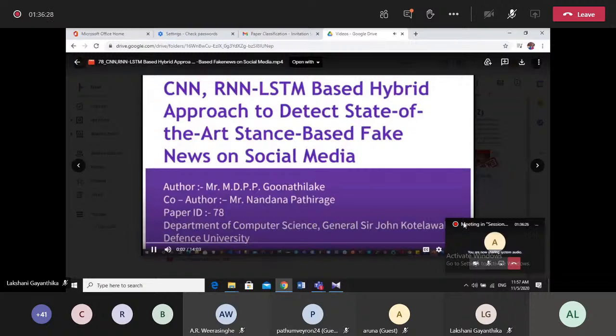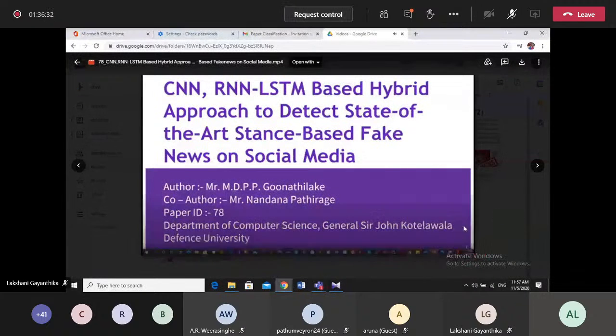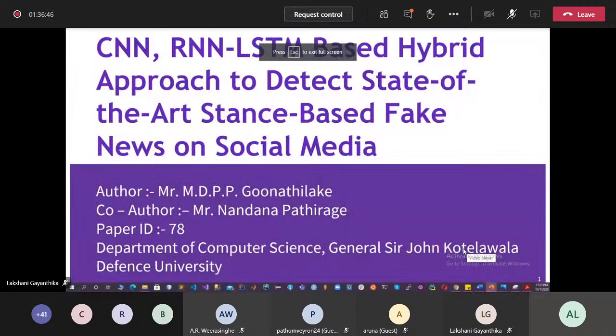Hello everyone. It is really an honor to be here at the ICTer 2020 conference. My research is about a CNN RNN LSTM based hybrid approach to detect state-of-the-art stance-based fake news on social media. My name is Pathum Gunatilaka and I am a final year software engineering undergraduate at General Sir John Kotelawala Defence University.